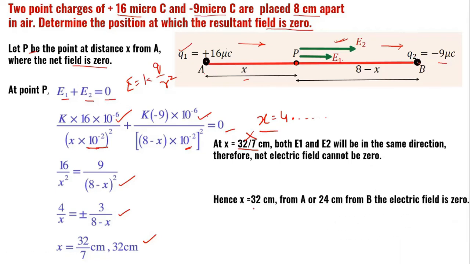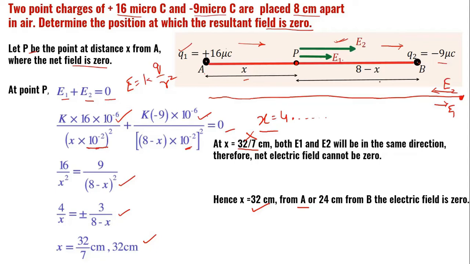The remaining point is x equals 32 centimeter from A. That means if we move from A towards 32 centimeter, that is towards the right of Q2, somewhere over here. Towards the right of Q2, E1 will be pointing in this direction towards the right and E2 will be pointing opposite to E1. So this is the point P where E1 and E2 can cancel each other and the net electric field will be 0.